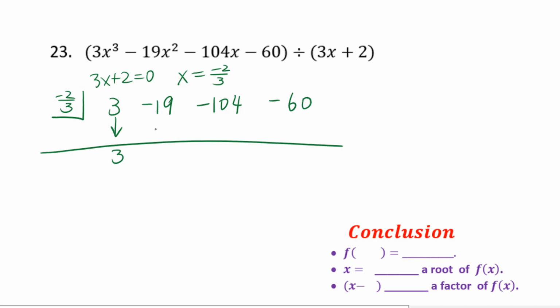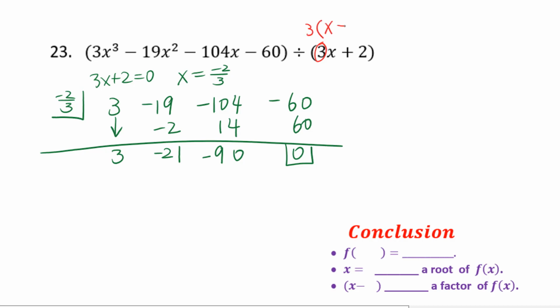1 times negative 2 is negative 2. Adding, negative 21. Negative 21 divided by 3 is negative 7. Negative 7 times negative 2 is positive 14. Adding, negative 90. Negative 90 divided by 3, negative 30. Negative 30 times negative 2, positive 60. We get 0. Don't forget we divided by this 3 because we took 3 out.